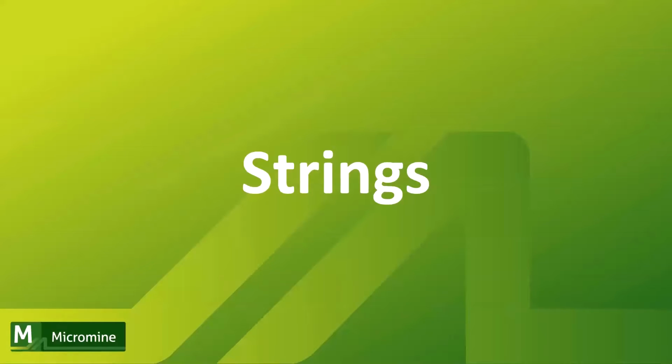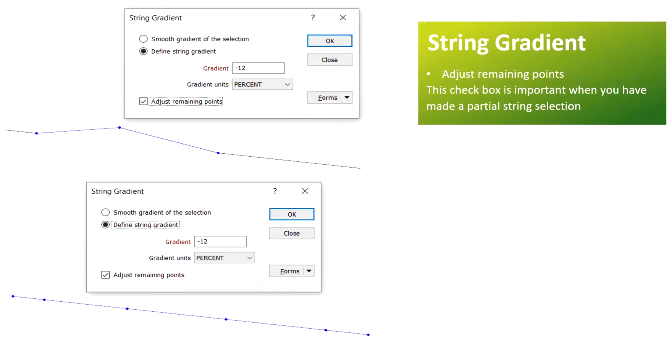Strings. A new adjust remaining points checkbox option has been added to the string gradient form. This checkbox is important when you have made a partial string selection. So as you can see on this picture, you can use this option to smooth these points and set up gradient for it.